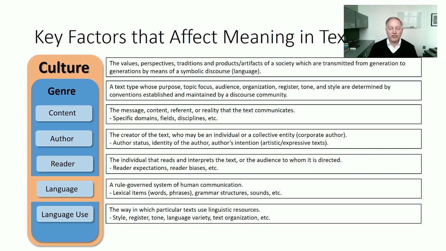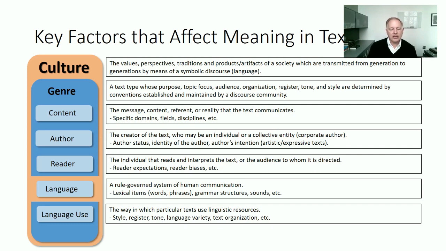Language is a rule-governed system of human communication. It's a good definition. And it consists of things like sounds, grammar structures, right? Morphemes, right? Syntactic structures, rules for combining phrases and clauses and sentences. It also consists, obviously, of lexical items, so words, phrases, idioms, and things like that. Those are the words on the page.